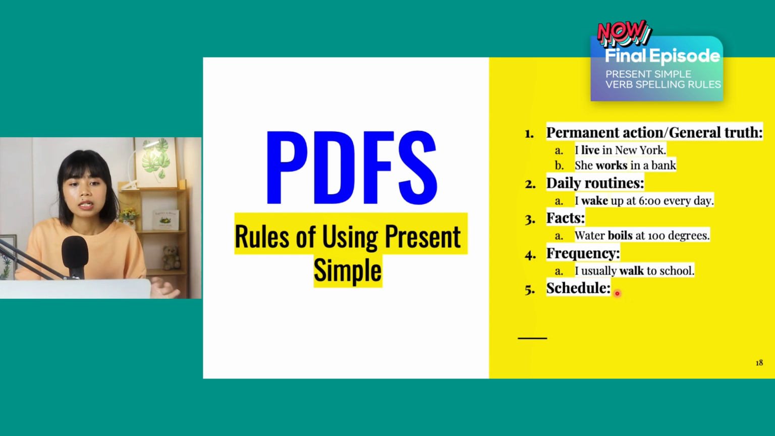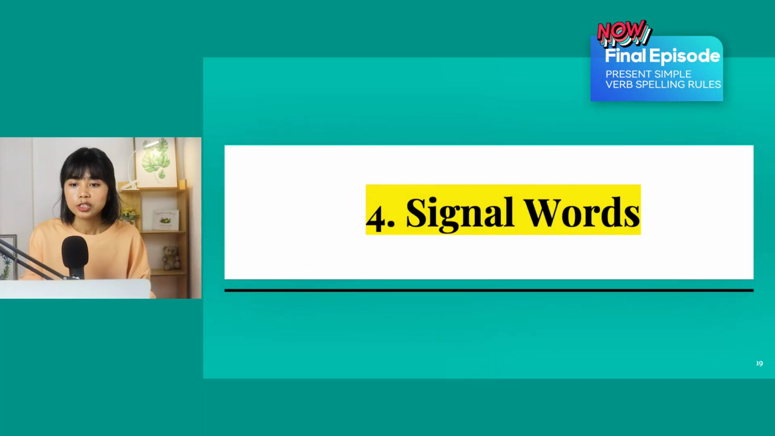The last one, the letter S stands for schedule. We also use the present simple to talk about something that is scheduled. For example, the class begins at 9. That's a wrap on the usage of the present simple tense. So now let's move to the final section.